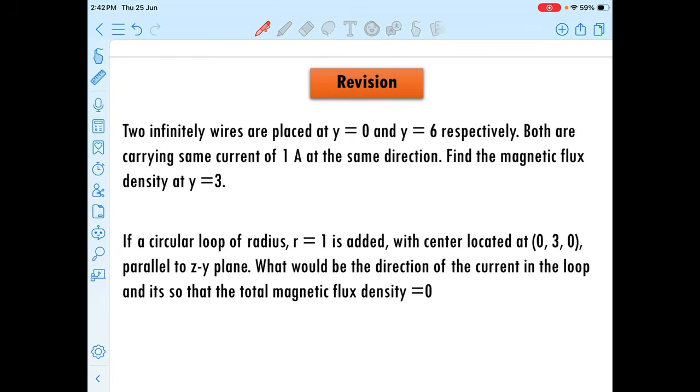Hi everyone, so in this video we are going to do some revisions, and this question is for chapter 2, which is about magnetostatics. Alright, so let's go through the questions together.